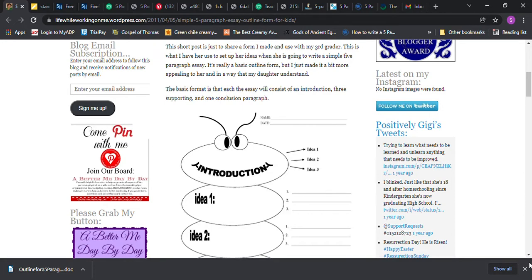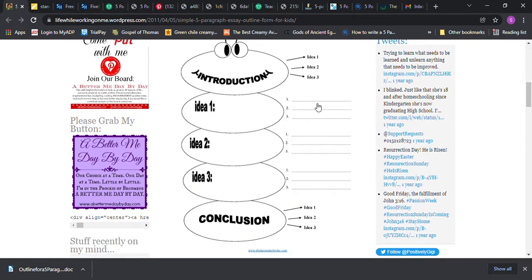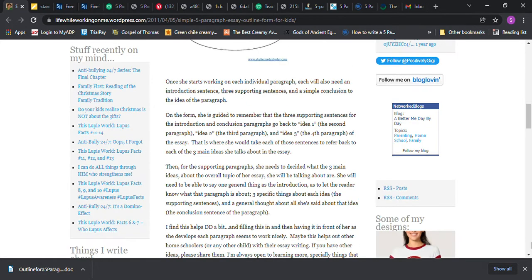So you want to get your 3 ideas. And then it shows idea 1, idea 2, idea 3 is in the introduction and it's in the conclusion. And there it is. So you have to, and then you put your idea here, right? And then you prove the points. So I love that. That is so cute. And that helps you.